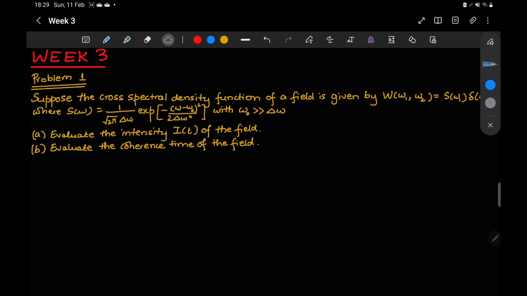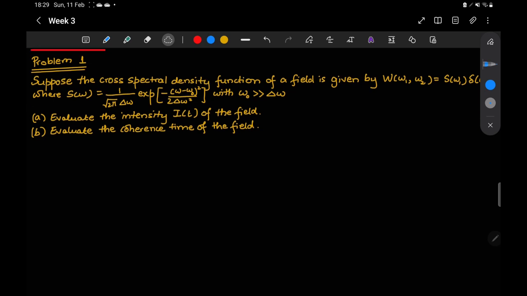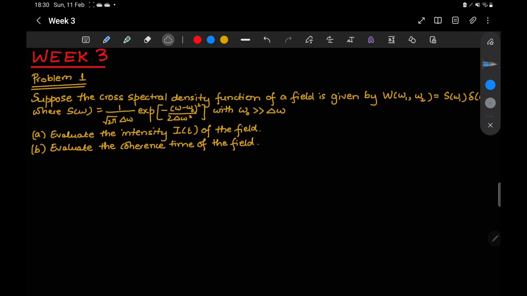Good afternoon. Welcome to week 3 of the NPTEL course on coherence and quantum entanglement. In this week we have been introduced to the Mach-Zehnder interferometer, and in particular we have looked at the temporal interference effects and how to quantify coherence in the temporal domain.